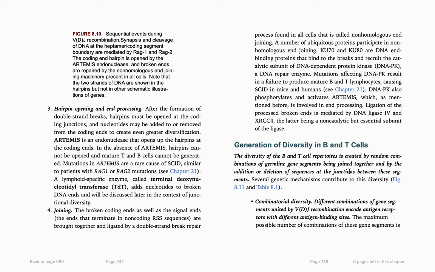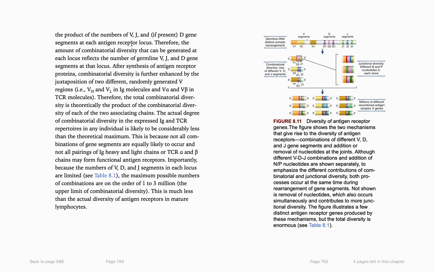Several genetic mechanisms contribute to this diversity, see in figure 8.11. 8.1. Combinatorial diversity. Different combinations of gene segments united by VDJ recombination encode antigen receptors with different antigen binding sites. The maximum possible number of combinations of these gene segments is the product of the number of V, J and, if present, D gene segments at each antigen receptor locus. Therefore, the amount of combinatorial diversity that can be generated at each locus reflects the number of germline V, J and D gene segments at that locus.